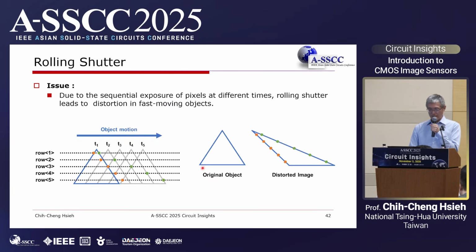What's the difference? By using the rolling shutter, you will see a well-known artifact, because when you capture a moving object at high speed, the exposure starting time of different rows will be different. That means your triangle will be tilted after the rolling shutter operation. And this issue will be solved by using the global shutter.